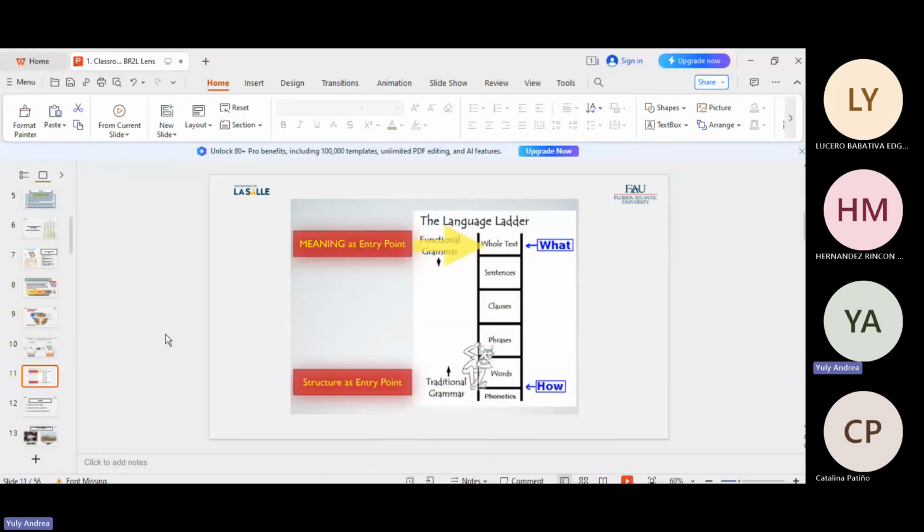The main idea of this literacy pedagogy is that you use the whole text as the entry point, to provide your students with some meaning that is shared with all of them. The students are provided with the full text, with meaning that is accessible for all of them. Based on that, you start deconstructing the text, starting with the whole text, then sentences, after that clauses, phrases, words, and lastly, phonetics.